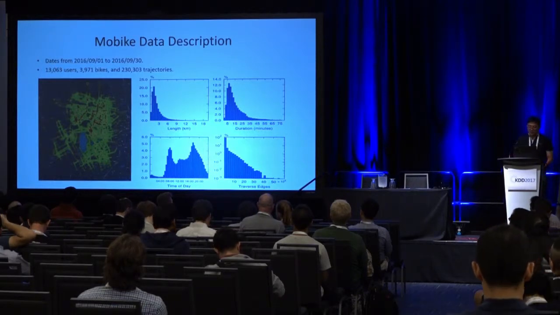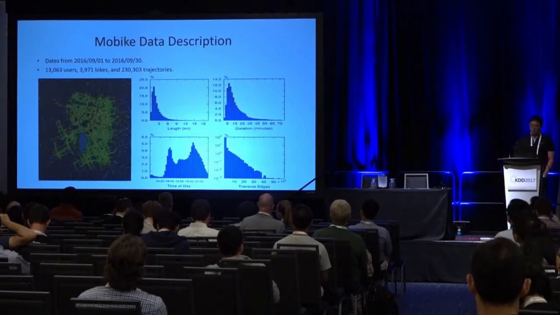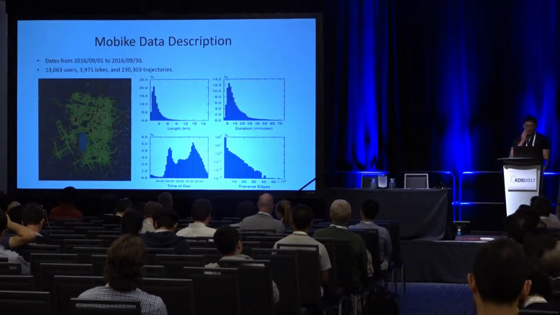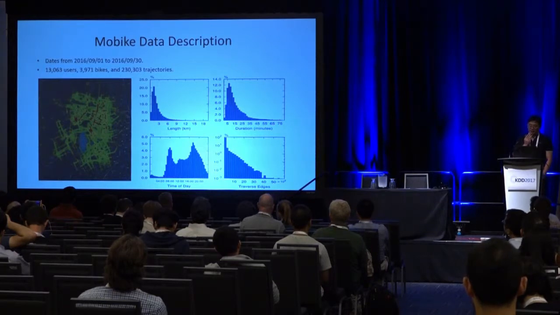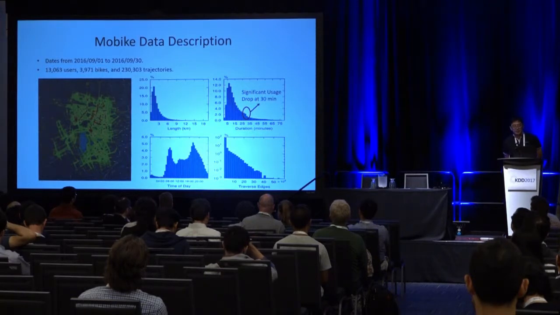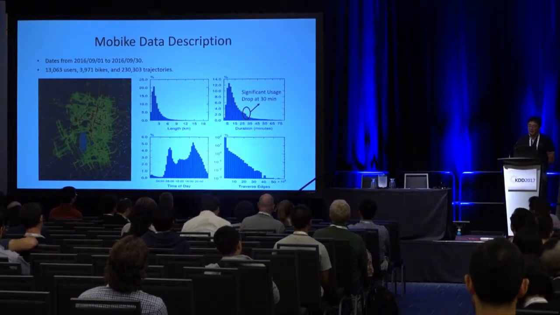We realize that the majority of the users have used the bike for less than 2 kilometers, which is about 1 mile. And the majority of the users have used the system for less than 15 minutes, because that's roughly the time to go through this 1 mile. Very interestingly, we have a certain drop near the 30 minute mark. This is a result of their billing system. They charge you once every 30 minutes.